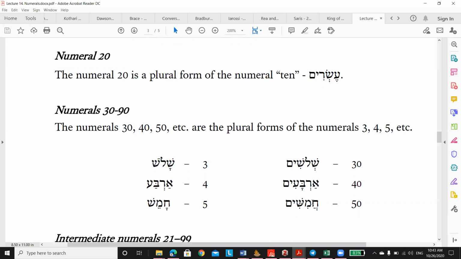The only exception from this rule is 20, because 20 is done as a plural of 10. So if you make a plural of 10, it will be 20. Esrim, so Esrim is 20, and Shaloshim is 30, Arbaim is 40, Hamishim is 50, Shishim is 60, Sheviim is 70, and so on. So is it clear?